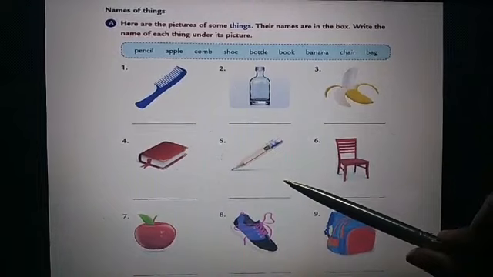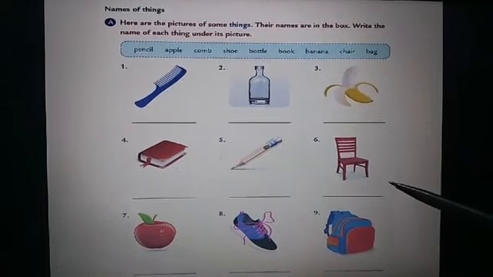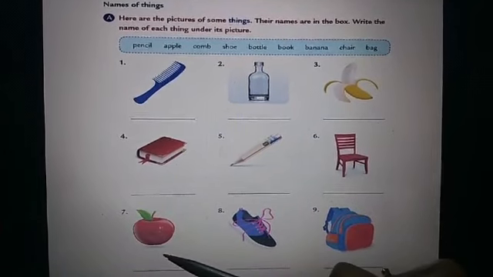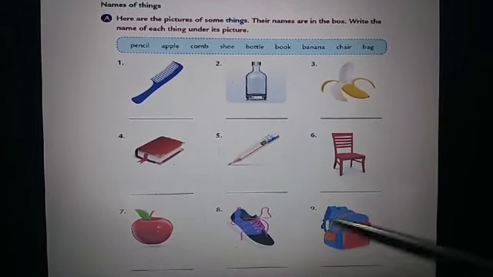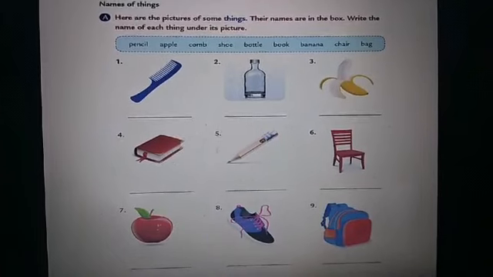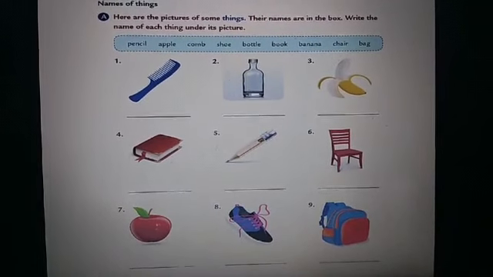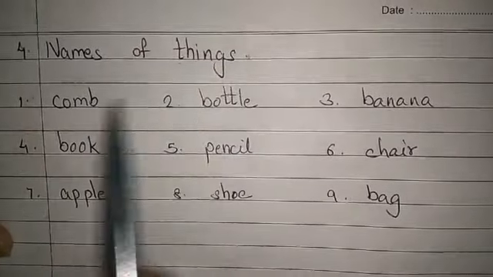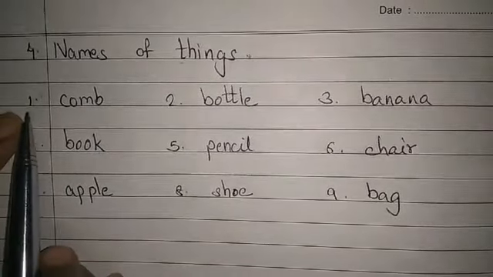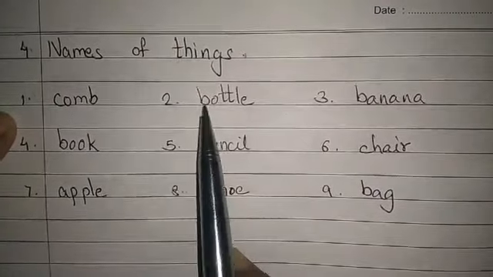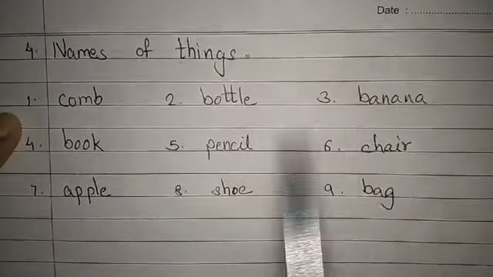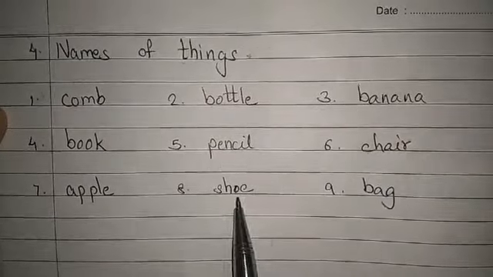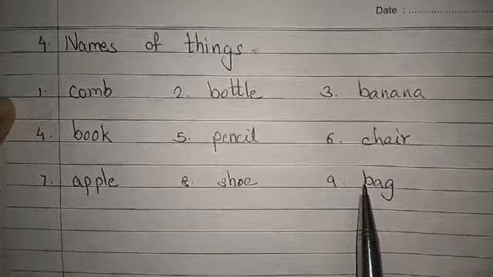This is a pencil, a chair, an apple, shoes, bag. Kids, so names of the things we have to write like this. In front of one was comb, second image was of bottle, banana, book, pencil, chair, apple, shoe and bag.